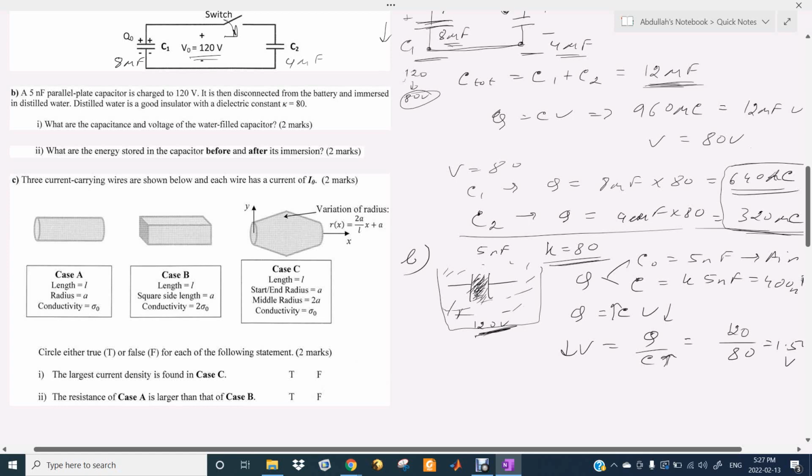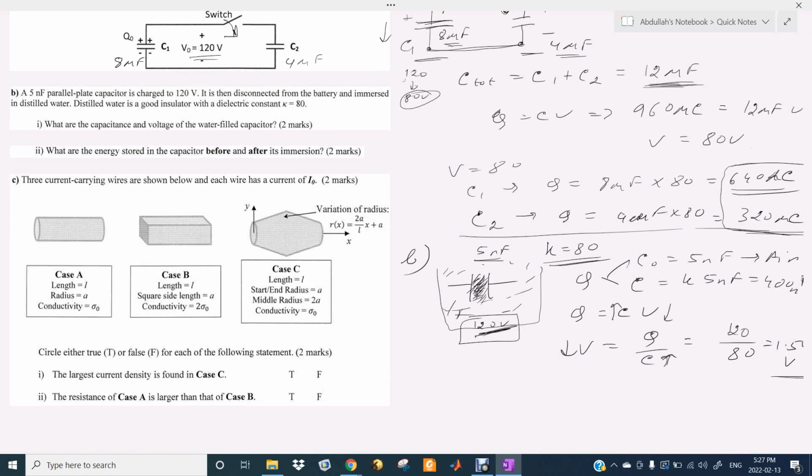So you see, in air, a capacitance of 5 nanofarad could hold an amount of charge with 120 volts across it. The same amount of charge can be held if you keep water in between the plates with a smaller voltage, with only 1.5 volts, because now you have more capacitance. So to build 1 volt, you need more charge to store. That's what it means, because a dielectric gives a higher capacitance.